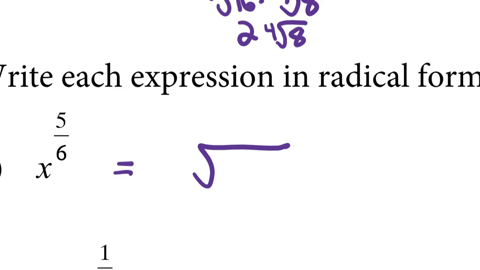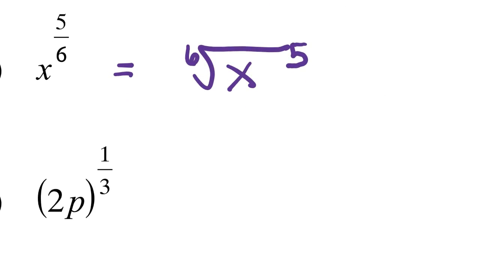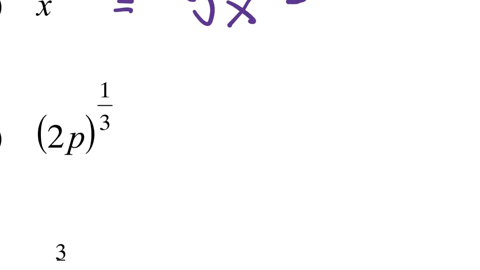Okay, so where did the x go? Where did the 5 go? Either way, as long as it's an exponent. And where did the 6 go? As the root. Okay, the 5 can be under the radical or outside the radical, just has to be as an exponent. All right, number 7.